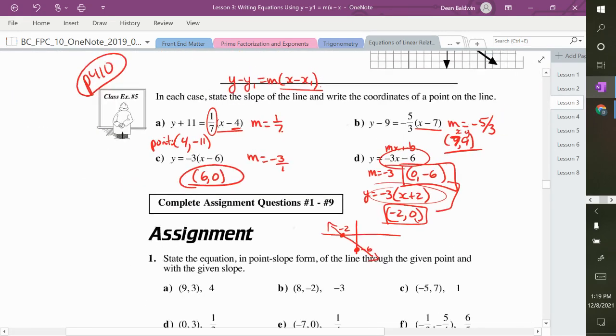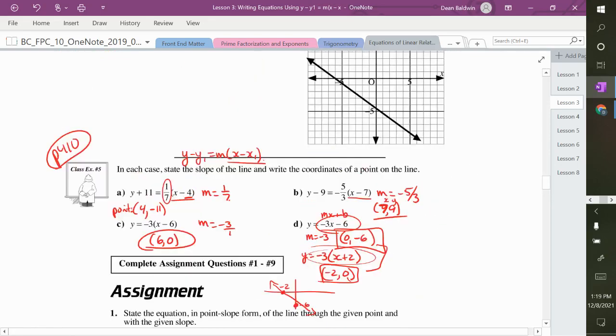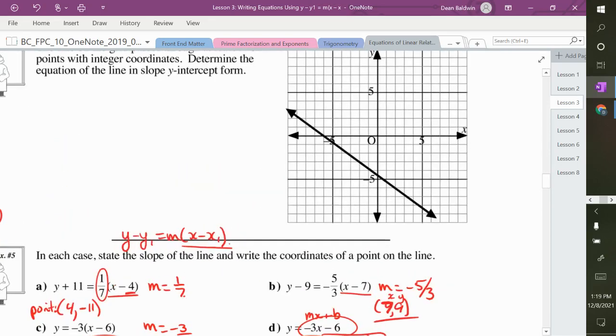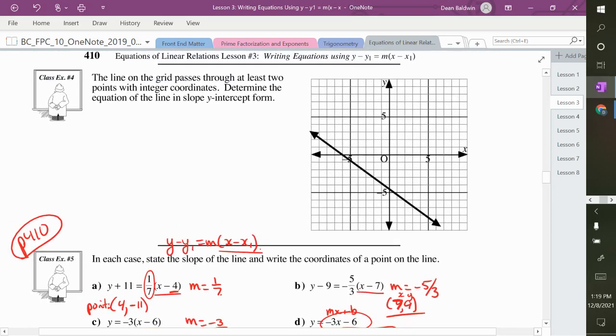Okay. Last question of this lesson. So we have a graph now. I want to figure out the equation. Problem is, when I look at this graph, can I use y is equal to mx plus b form? Why not?